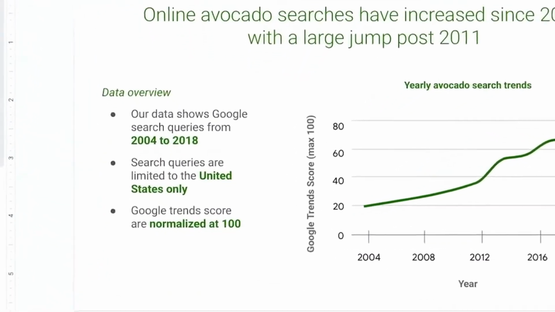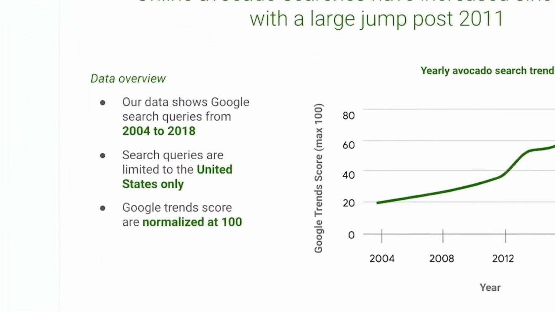There's an explanation of what time period this data covers. Our data shows Google search queries from 2004 to 2018. Where we gathered this data from, search queries are limited to the United States only, and a quick explanation of how the trends are being measured. Google Trend scores are normalized at 100.